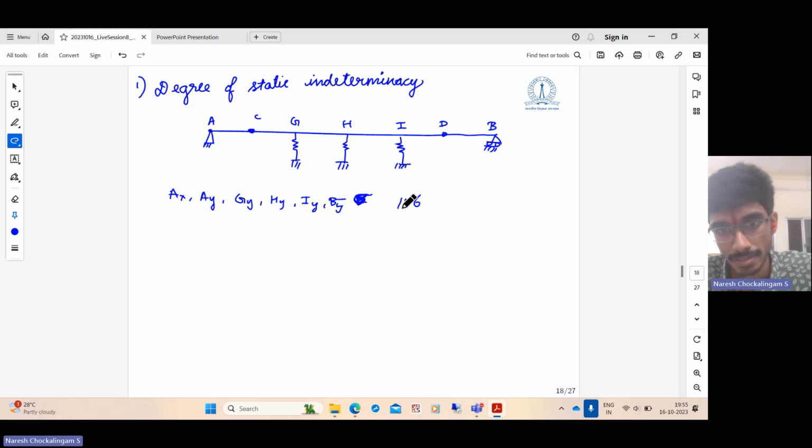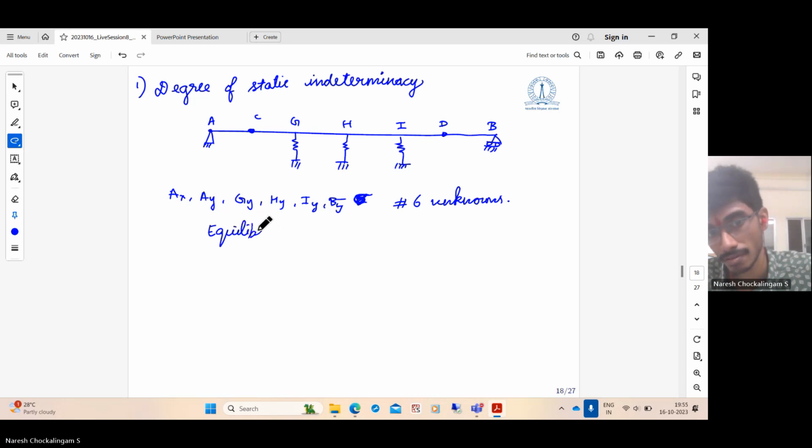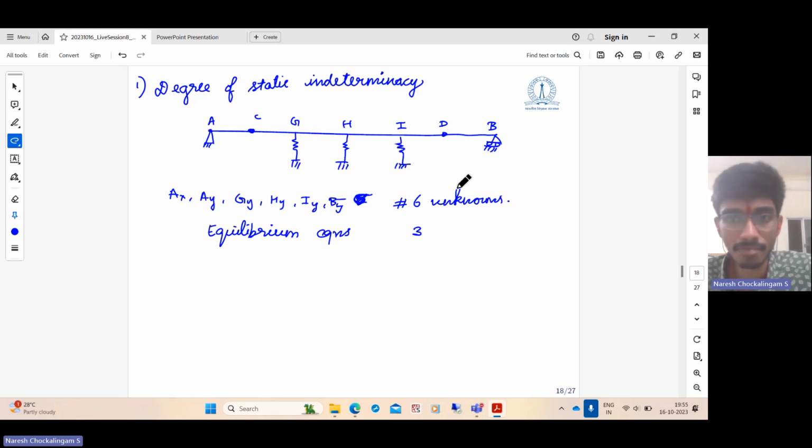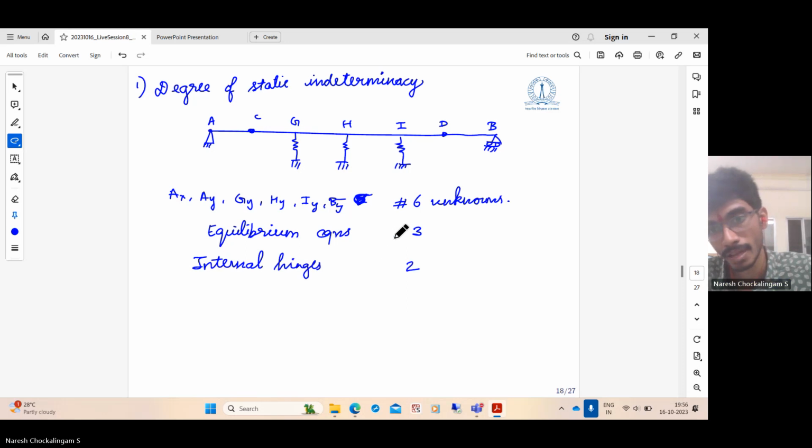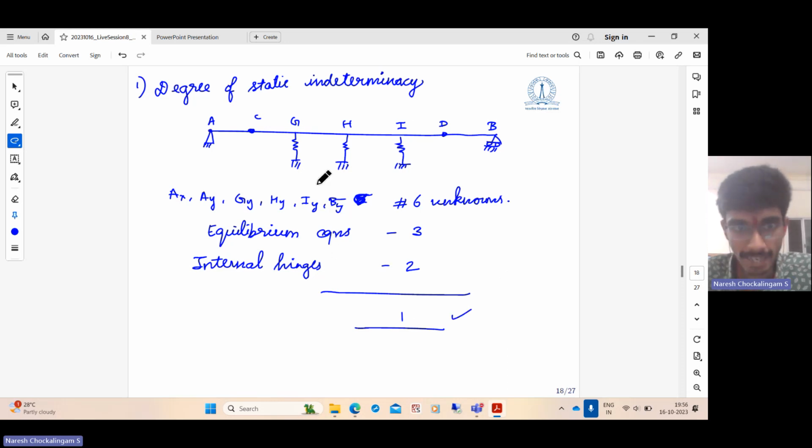So the number of unknowns is 6. The number of equilibrium equations: we have 3, sigma fx is 0, sigma fy is 0, sigma mz is 0. But we also have 2 hinges. Therefore, we know that the moment at the points C and D in the structure is 0. So internal hinges we have 2. Therefore, the degree of static indeterminacy is 6 minus 3 minus 2, which is just 1. So this is a statically indeterminate problem of degree 1.